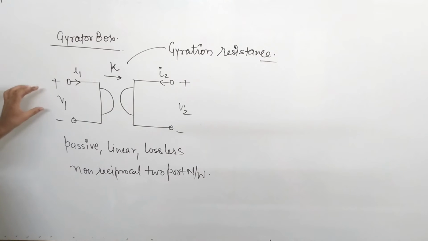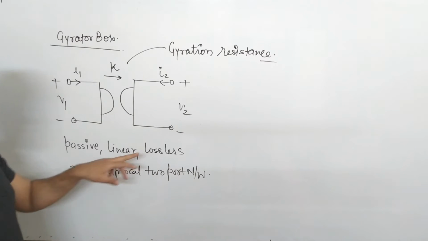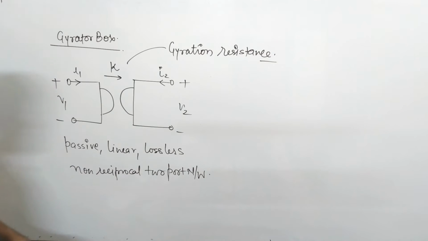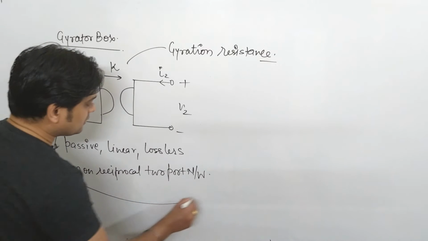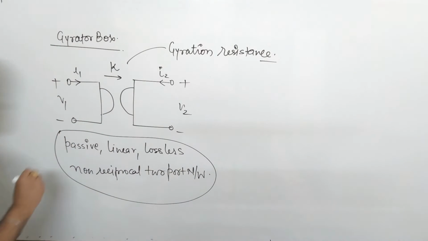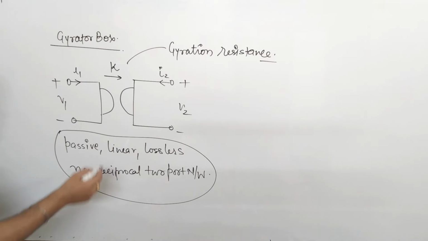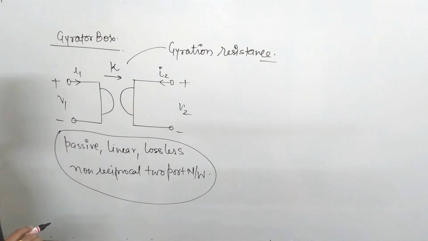The very important property, sometimes you will find this question used to come: it is a passive, linear, lossless, non-reciprocal two-port network. Very important. This you remember, because the question used to come: a gyrator box is a passive network, a linear network, a lossless network, or a reciprocal network. If you remember this, you can identify the correct answer.